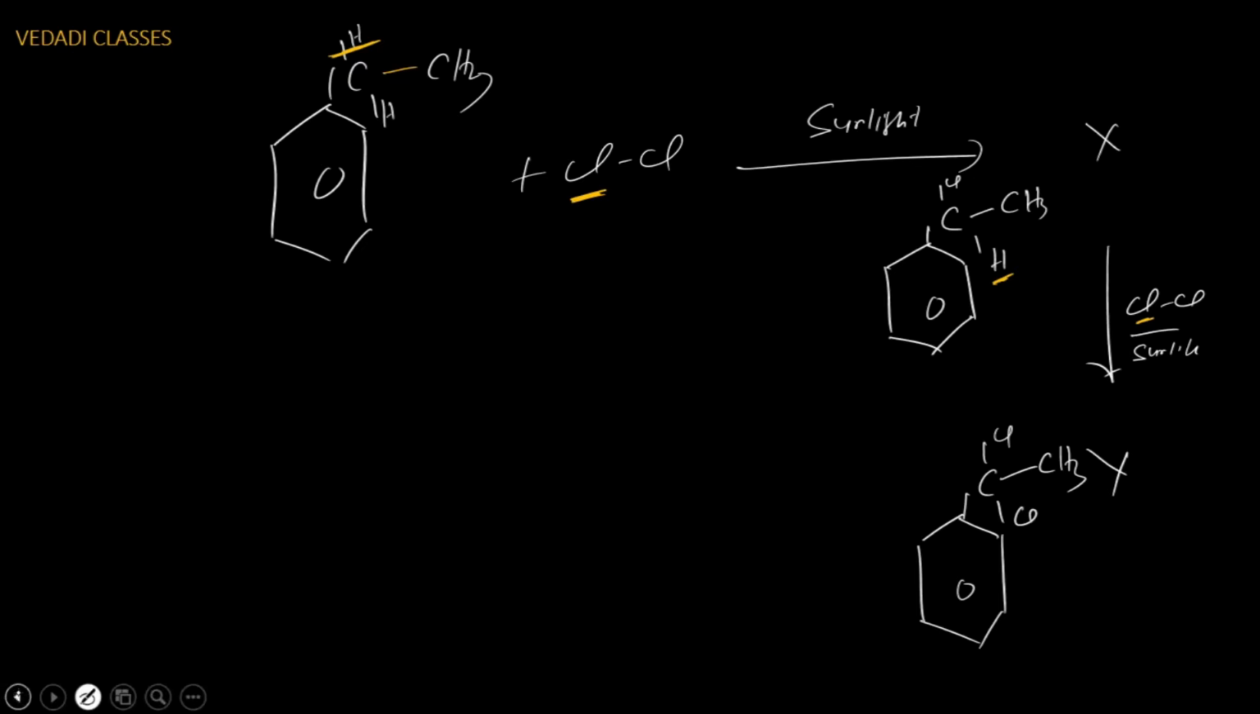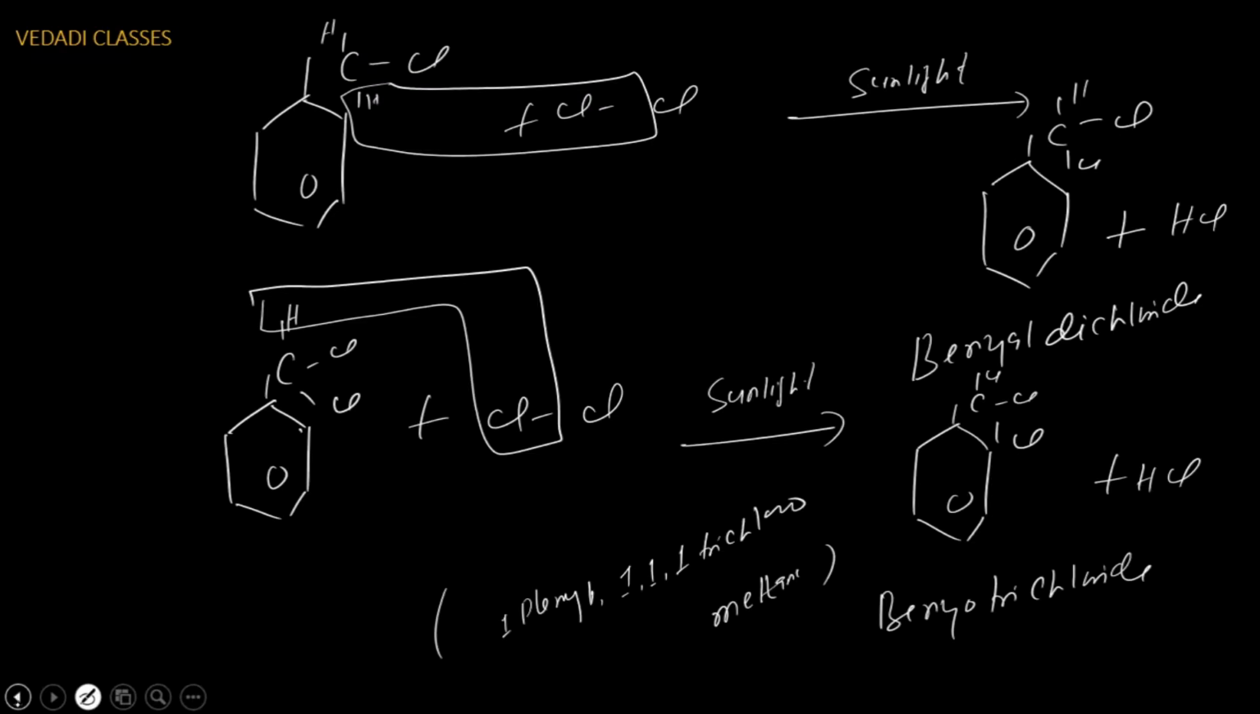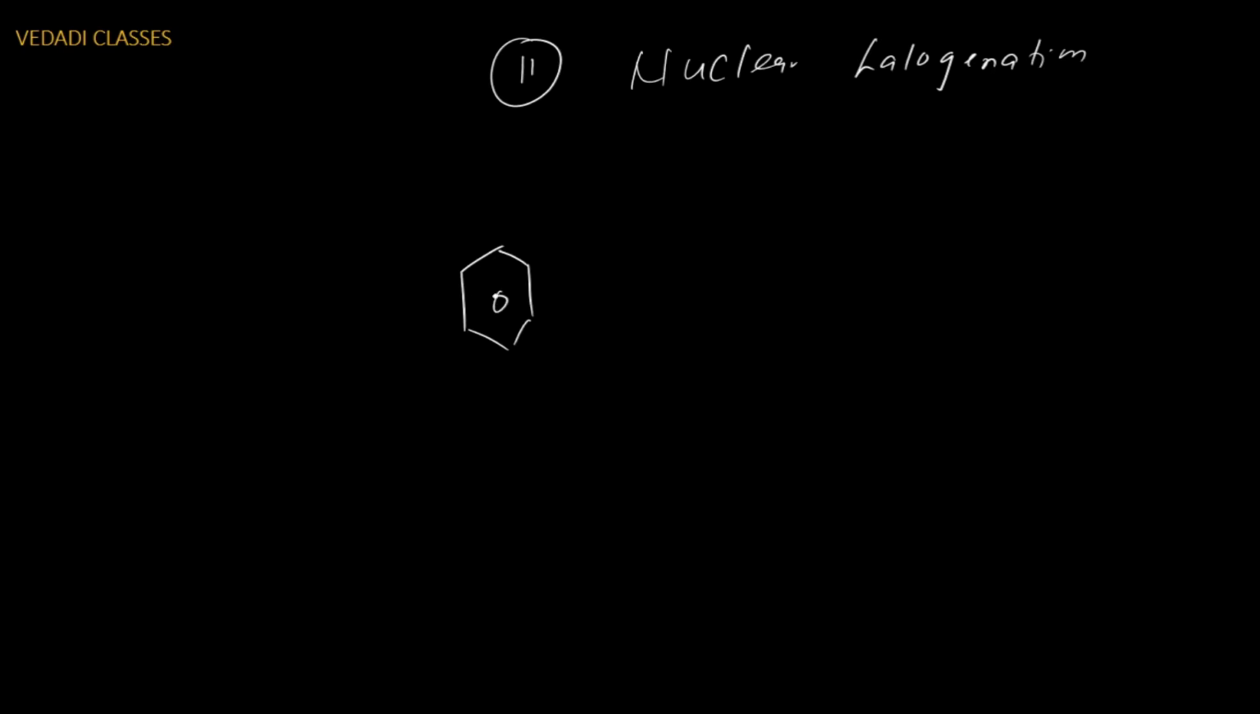Now we'll move to nuclear halogenation first, then the diazonium salt method. So nuclear halogenation is what? Second one is nuclear halogenation. For nuclear halogenation, what is the required thing? We need benzene. How do you form chlorobenzene?